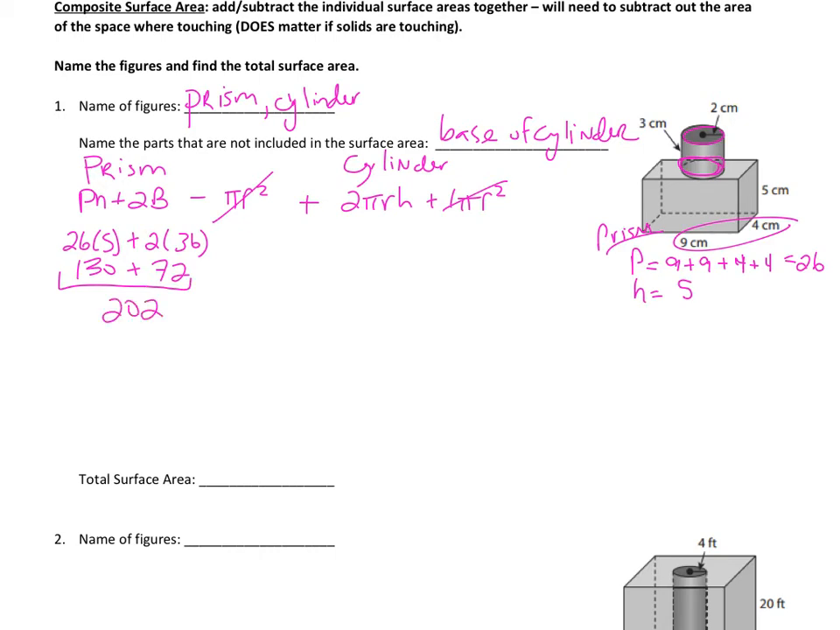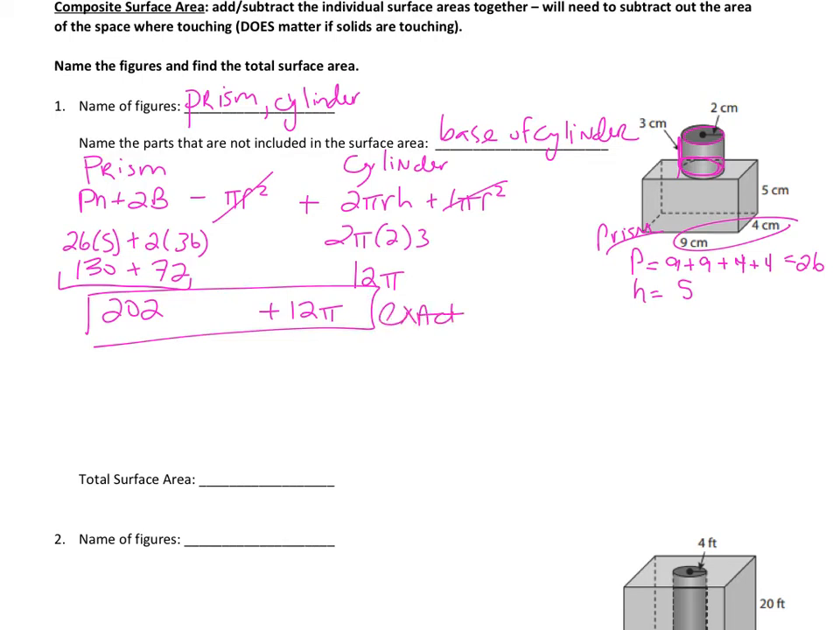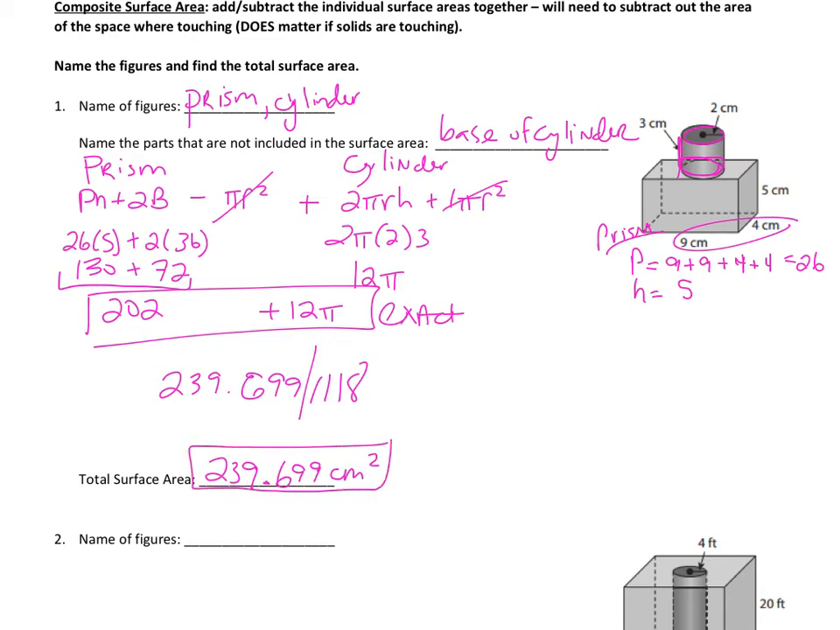Now we need to move over to the cylinder. So my radius for my cylinder is 2. The height of just the cylinder itself is 3. So 2 times 3 is 6, times 2 is 12, so we'd have 12 pi that we are adding onto this. Now, if I wanted to leave my answer in exact form, that would be it. If we want to round our answer, it would be 239.6991118. So we're going to stop it right there, so we would just leave it as 239.699, and this would be centimeters squared, and this would be our non-exact answer.